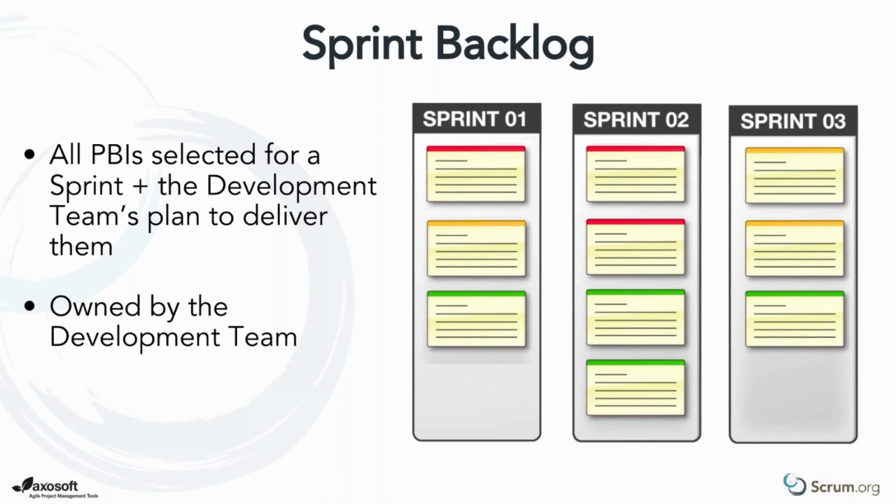But the sprint backlog are the product backlog items that are selected for a particular sprint that the development team's planning to deliver within that sprint. And I'm pulling those items in, and those items are owned by the development team. And they may be refined further, and they're going to be selected by a member of that team once in the sprint backlog as the work that they're going to do.